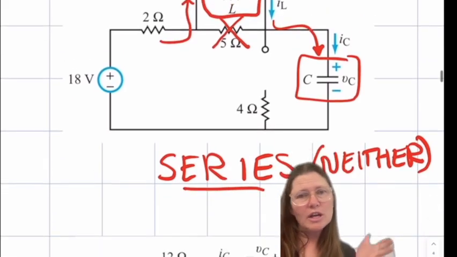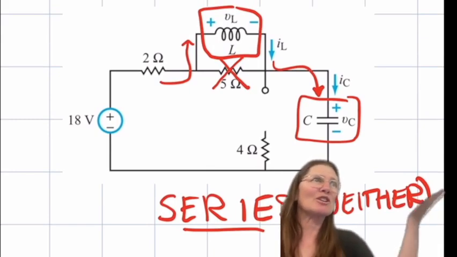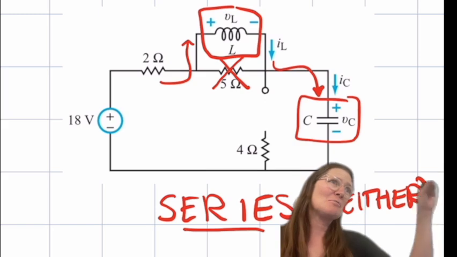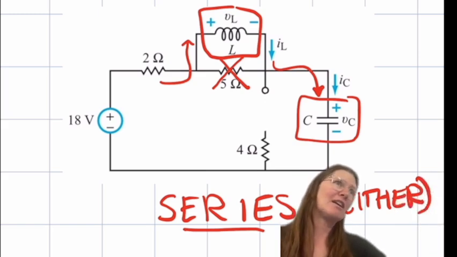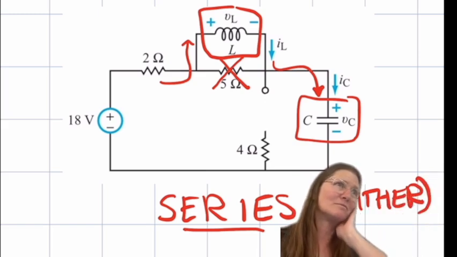So if you don't know which one it is, then you would go with neither. You would change them to the S domain and then create a transfer function from the S domain to then determine what they were.